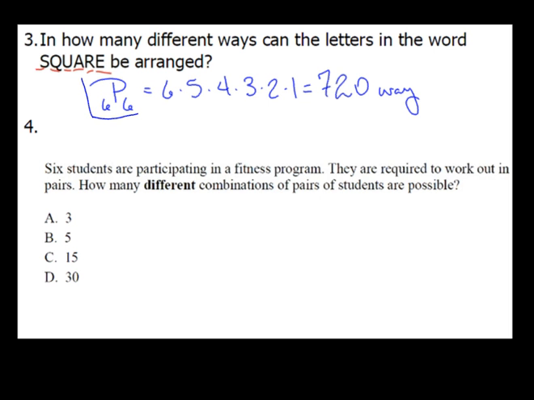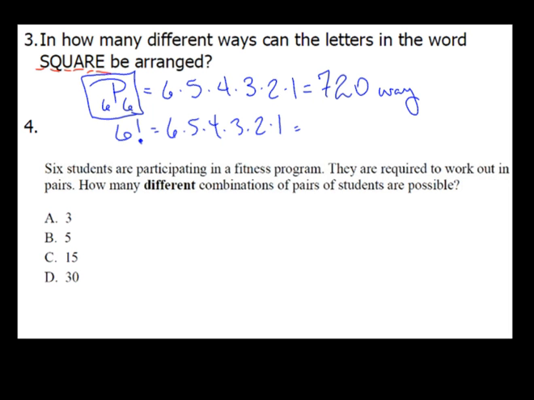If you have this right here, that's the same thing as saying 6 factorial. 6 factorial just means 6 times 5 times 4 times 3 times 2 and times 1. The same thing as a permutation where you're taking all the objects that you have.